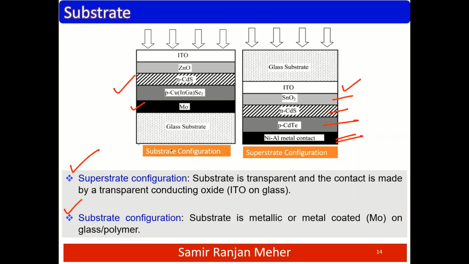So in the substrate configuration, the light is coming from the top, across the layers on top of the glass substrate, whereas in the case of superstrate configuration, the light is coming directly on the glass substrate. That is the difference in the geometry of the substrate and superstrate configuration. And depending on the deposition techniques or the type of material that we are going to use as the absorber layer, we can go for substrate or the superstrate configuration.